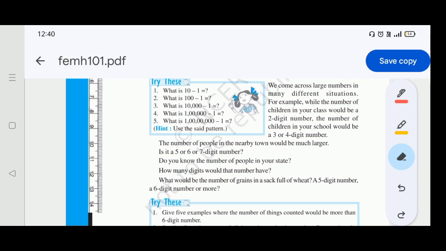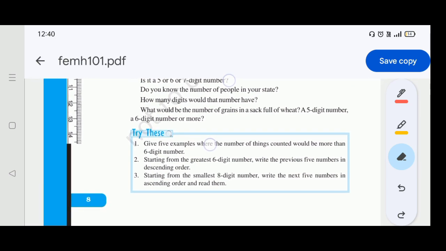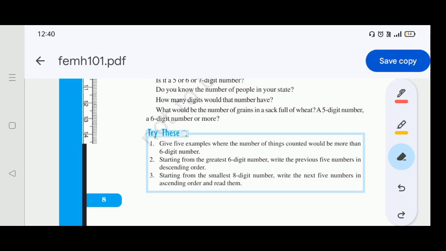So here we are getting crazy about numbers, right? So with this concept, they have given another try this exercise. The first question is, give 5 examples where the number of things counted would be more than 6-digit number.